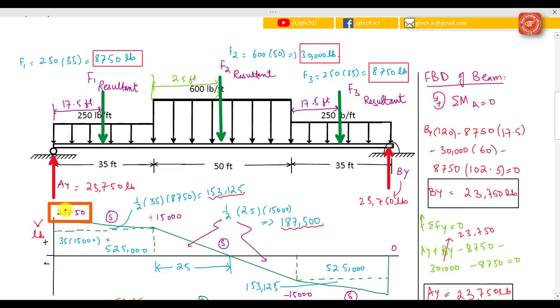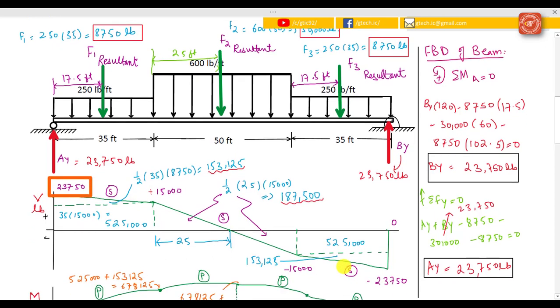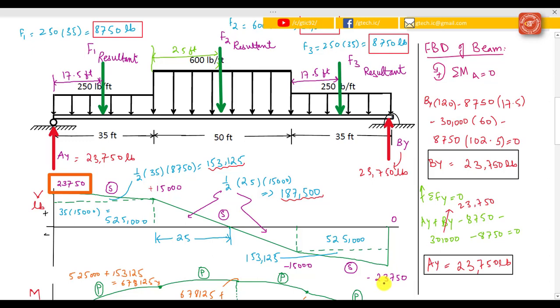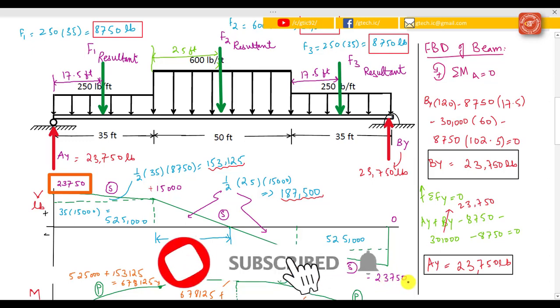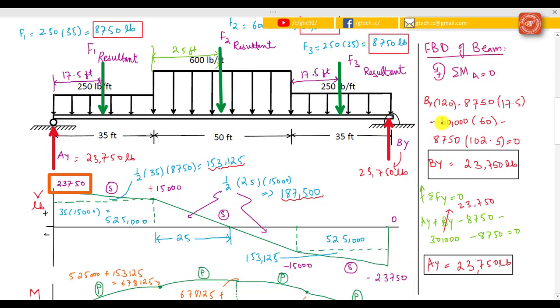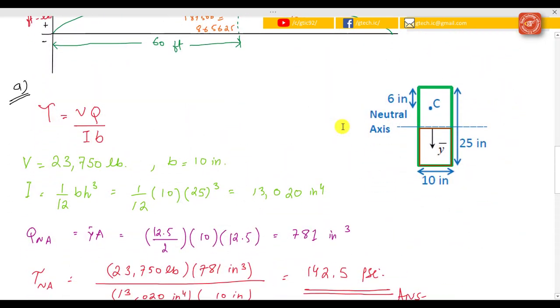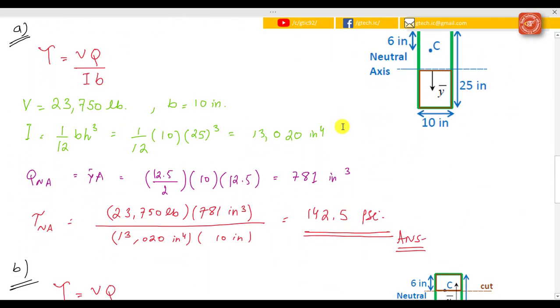So here is the maximum shear force that is located here, that is 23,750 pounds, and here you see the negative shear force, that is 23,750 pounds. We already solved this shear force and bending moment diagram in our previous video lecture. So if you didn't see that video, first have a look. Okay, now let's come to the problem.